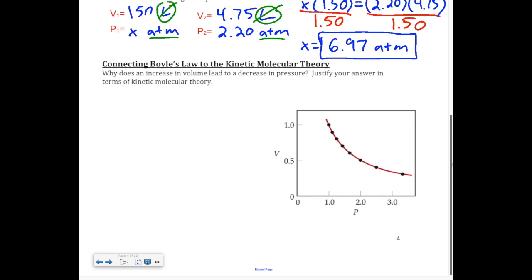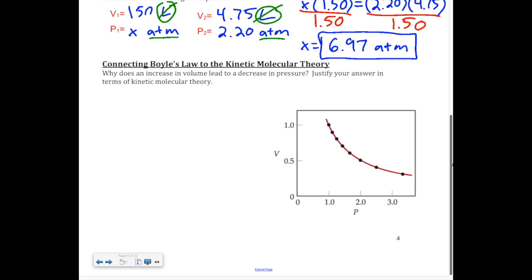All right. Now, it says we now need to be able to take this into the theoretical level by connecting Boyle's law to the kinetic molecular theory. So, why does an increase in volume lead to a decrease in pressure? Justify your answer in terms of kinetic molecular theory.